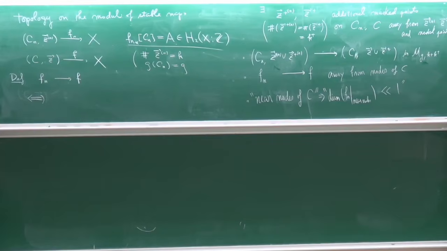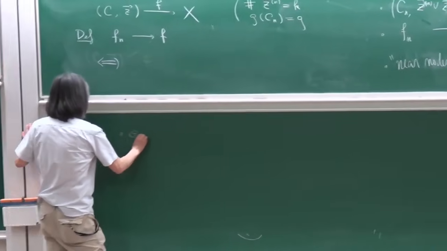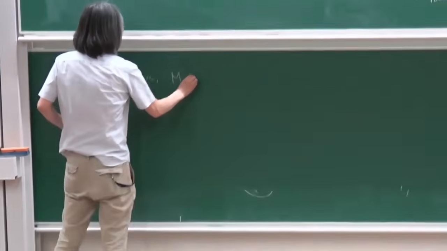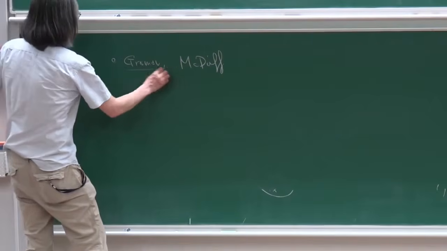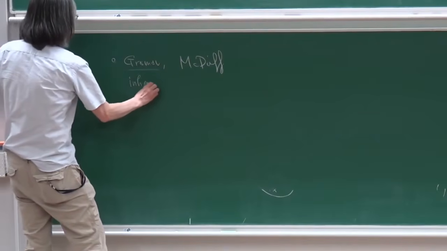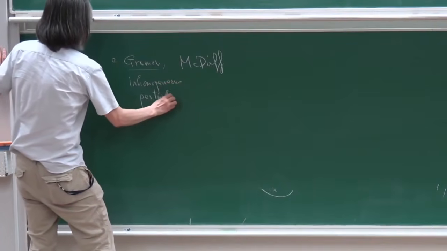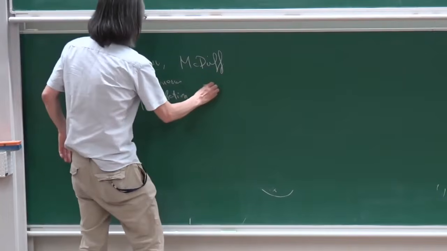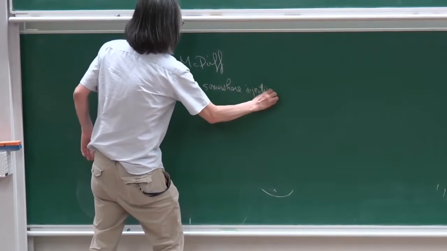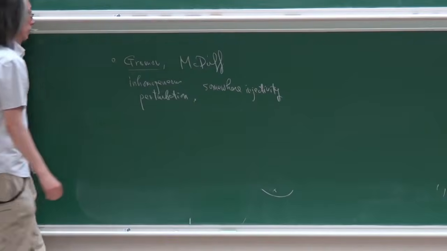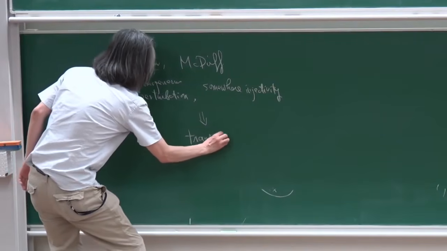So the idea is the following. This is originally due to Gromov, and then presented by McDuff several times. She used the so-called inhomogeneous perturbations, and she also discussed some Floer injectivity stuff, and those actually give you the transversality issues.